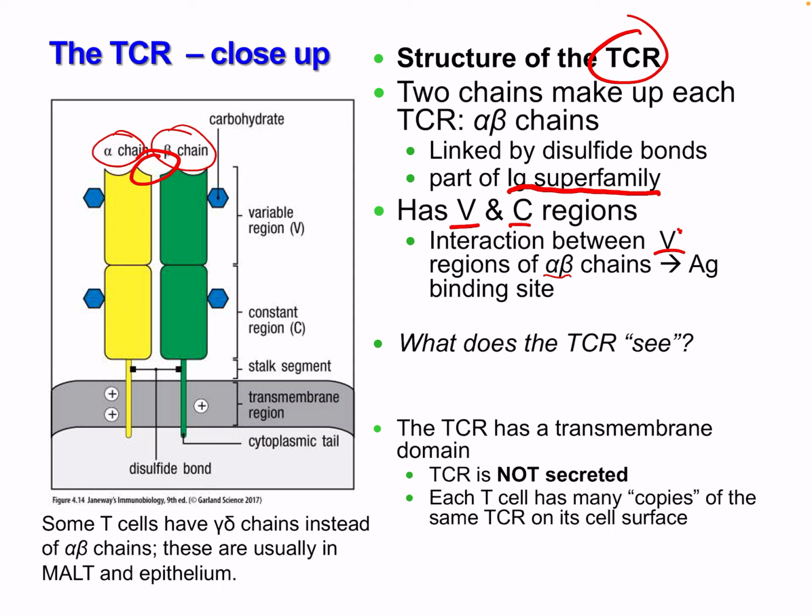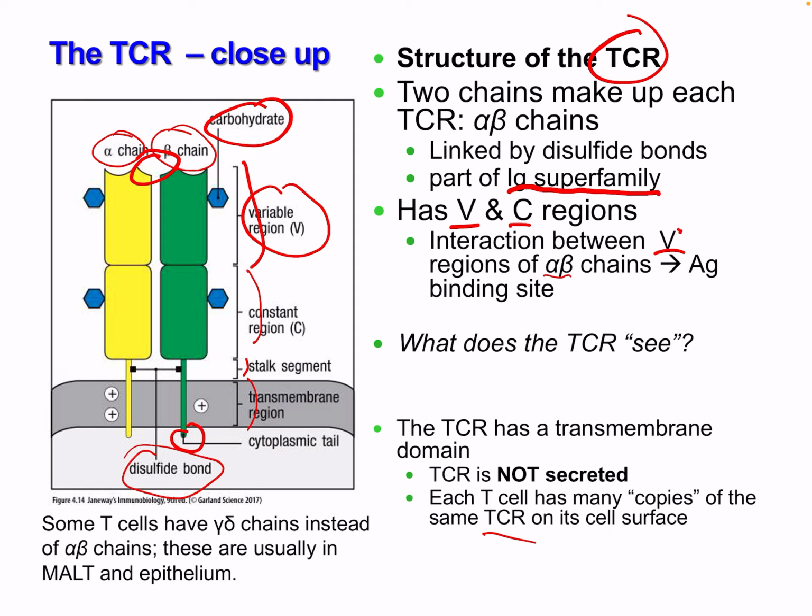The T cell receptor has a transmembrane domain, and the T cell receptor is not secreted, unlike the antibody. Each T cell has many copies of the same T cell receptor on its own cell surface. So here you can see the different regions. We have our carbohydrate, variable region, our constant region, the stalk segment, our transmembrane region, and our cytoplasmic tail.